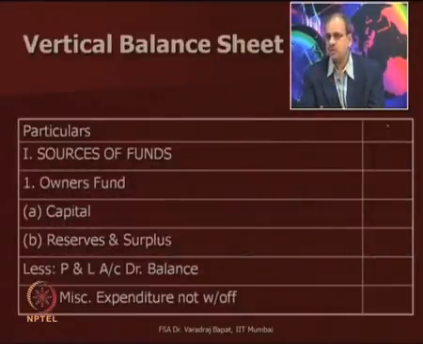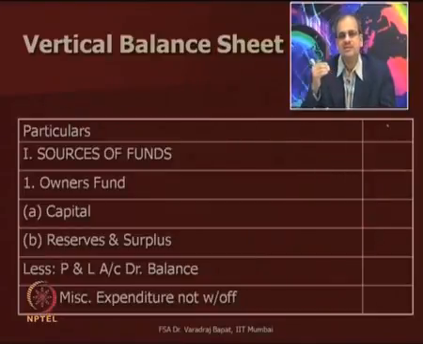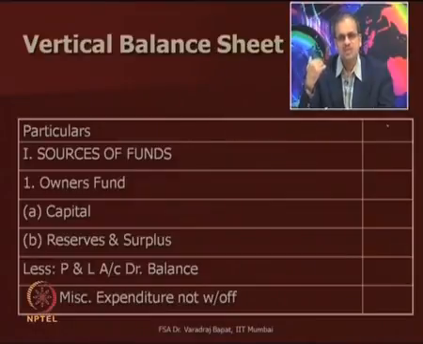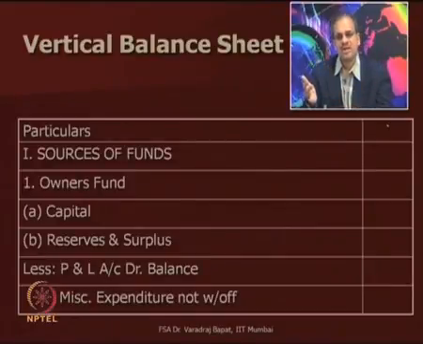Okay. So, you already know the format, but have a look at it again. So, in vertical statement, generally we start with sources of funds. This is more or less the liabilities, but not exactly the repetition of liabilities. So, in sources of funds, we take owner's fund. This is the money which belongs to the owners.